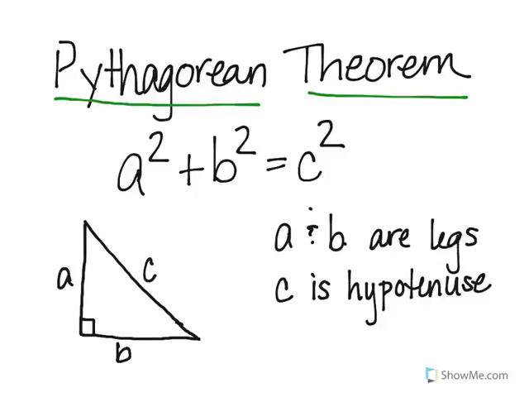They must be right triangles. You cannot use the Pythagorean theorem with an acute triangle or an obtuse triangle. It has to be a right triangle. So the Pythagorean theorem says a squared plus b squared equals c squared. Hopefully you've seen that before.